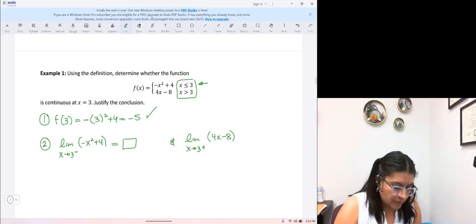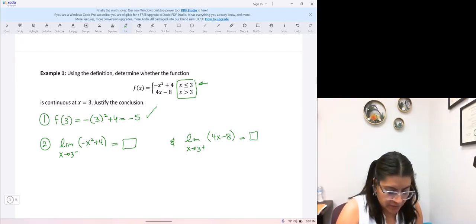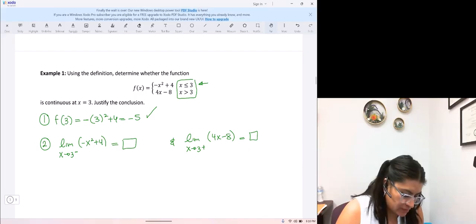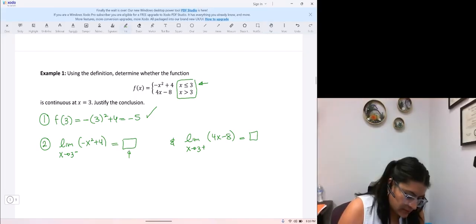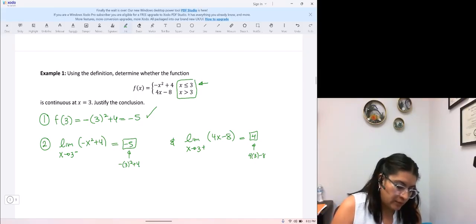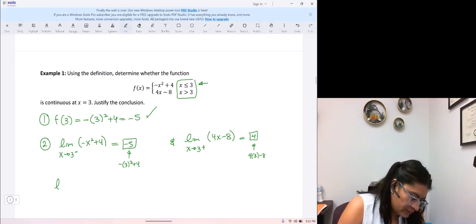Remember, first try direct substitution. If you get a real number, then that's the limit. Direct substitution means just plug in the 3 here. So this is basically negative 3 squared plus 4, which is negative 5. And over here, direct substitution, plug in the 3. 4 times 3 minus 8, that is 4. Are those two numbers matching? The answer is no. So we say the limit of the function as x approaches 3 does not exist.